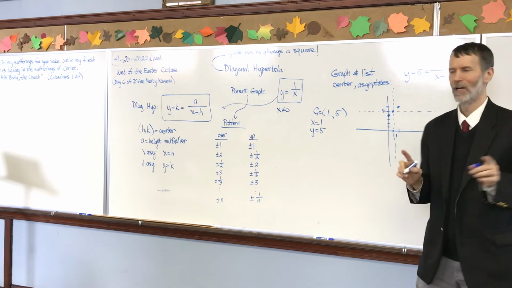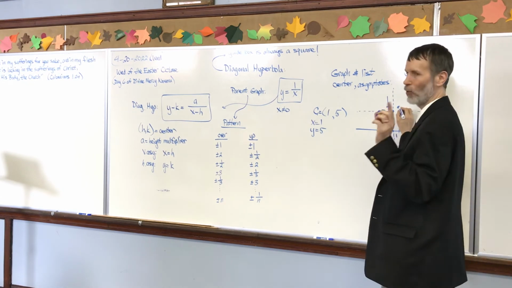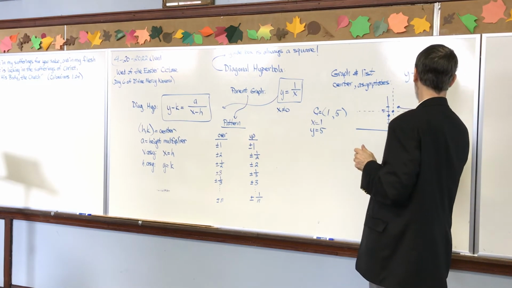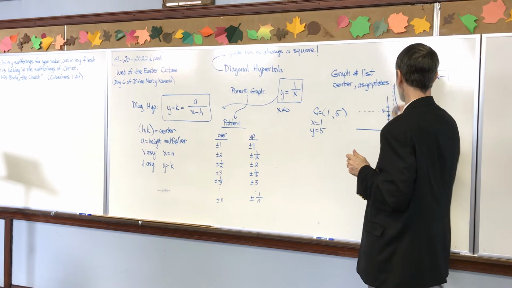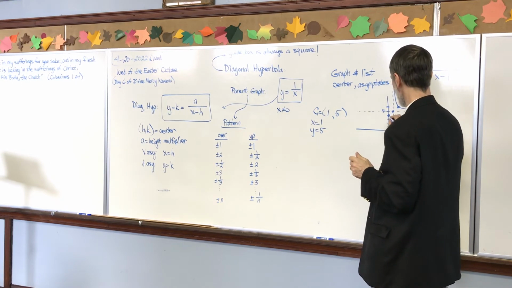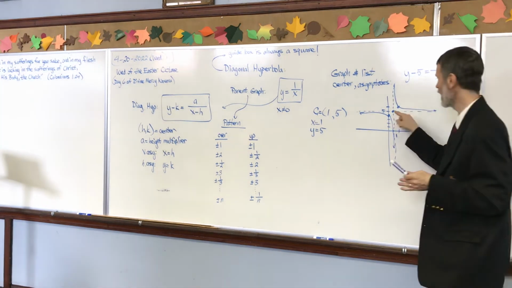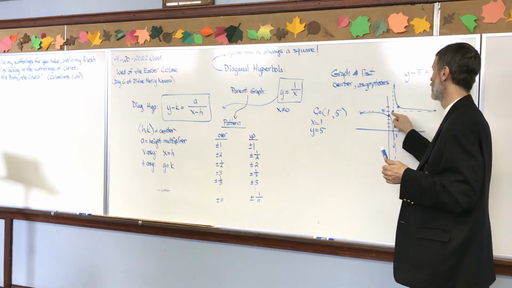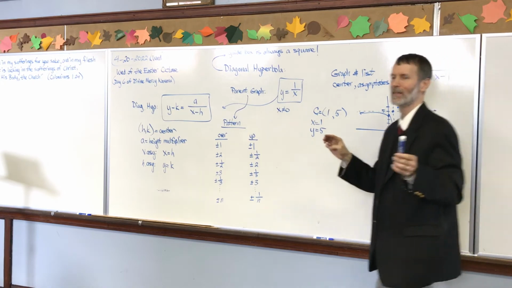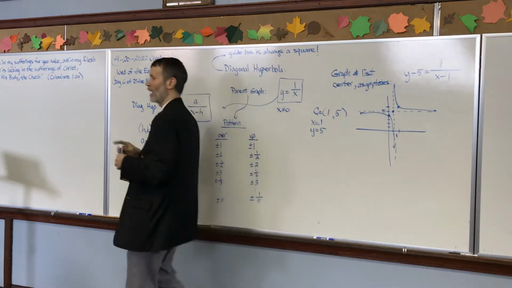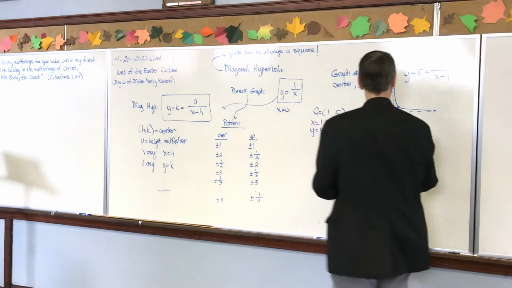Watch what I'm about to do. If you want a quick graph, trace the asymptotes. That's really all you have to do. If you want a more accurate graph, you can go over 1/2 and up 2, over 2 and up 1/2, that sort of thing. I'll do that once just to show you.